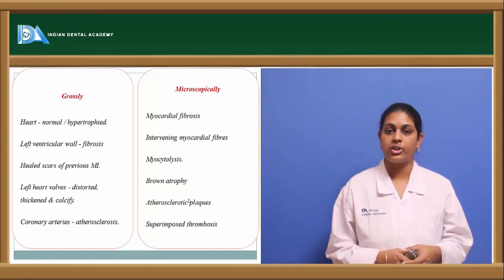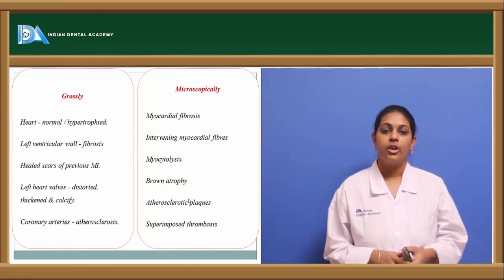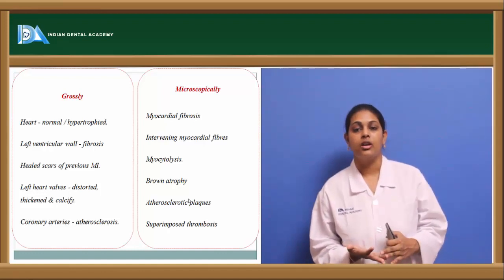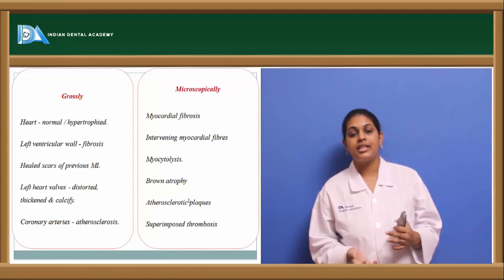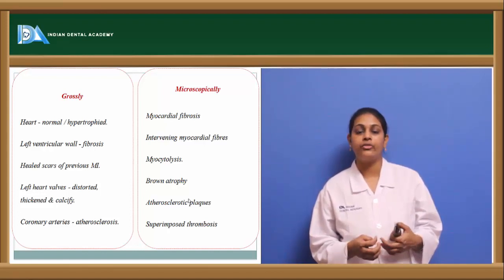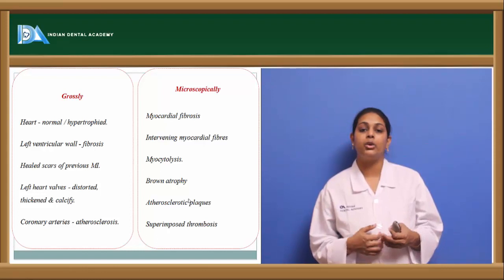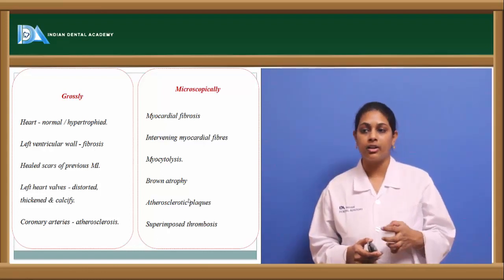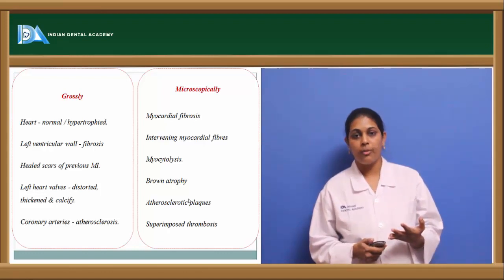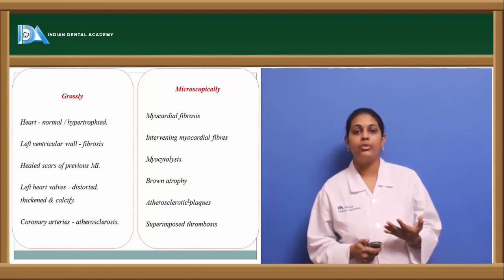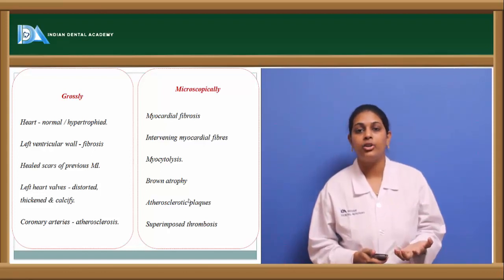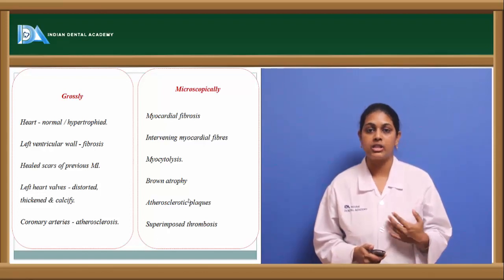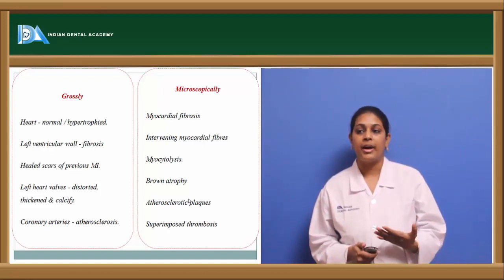Coming to the microscopic changes, under a microscope usually we find there is hyalinization of the myocardial fibrosis. It is known as myocardial fibrosis, and there is no proper alignment of these myocardial fibers; rather they intertwine around each other and give an appearance of intertwining of the myocardial fibers. There's also formation of brown atrophy, which is a very rare manifestation that can be seen when special kinds of stains have been used to stain this myocardial tissue.